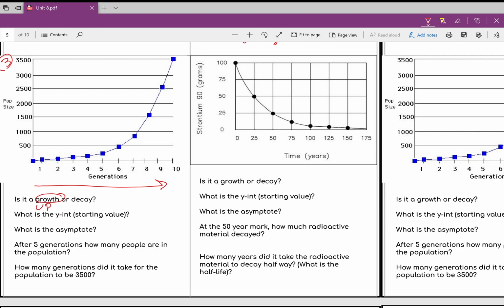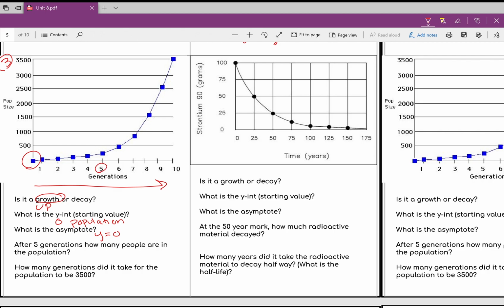Next it says, what is the y-intercept? So the y-intercept is where it crosses the y-axis, and we notice it crosses right here at 0. Again, we're talking about population size, so 0 population. Then it says, what is the asymptote? Remember in Algebra 1, the asymptote is always y equals 0. Then it says, after 5 generations, how many people are in the population?